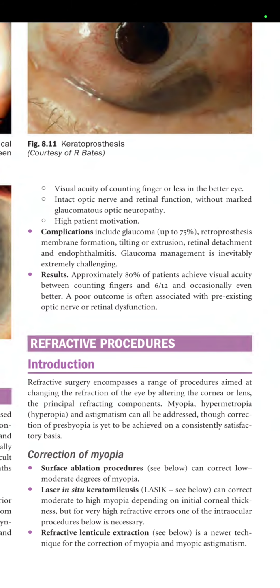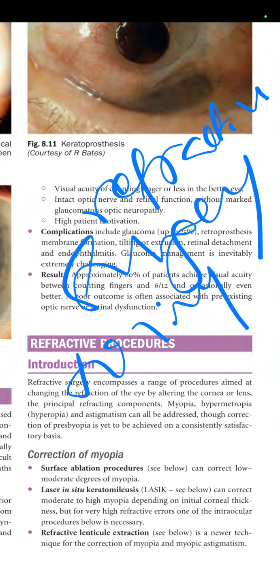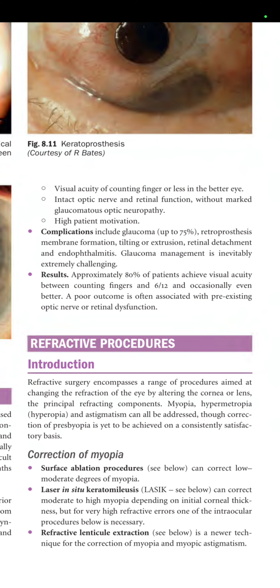Refractive procedure. So what are the refractive procedures? Basically, refractive procedures are certain kinds of surgeries you can perform in the eye to improve the patient's vision. You can improve myopia, you can improve hypermetropia, and you can improve the astigmatism as well.